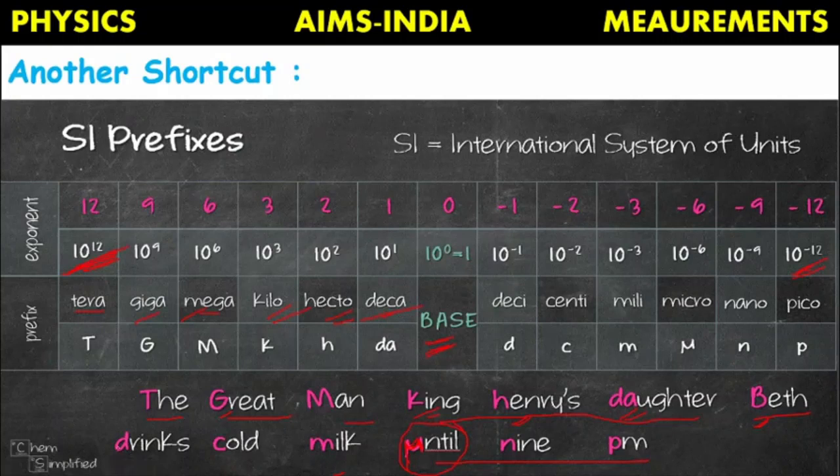So next, drinks. D stands for deci. Cold, C stands for centi. Milk, M stands for milli. Until, in the place of u, we have to take mu. Mu means micro. Next, 9, N stands for nano. P stands for pico. So with this phrase, we can remember the names of submultiples and multiples from 10 power 12 to 10 power minus 12. All these names we can remember.